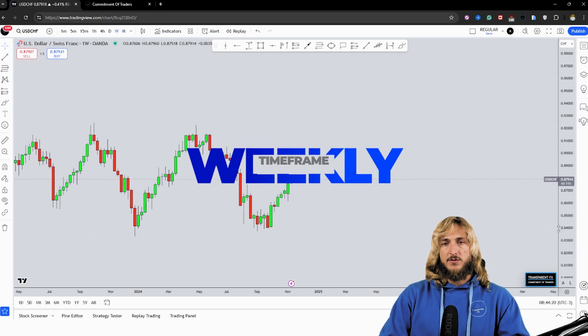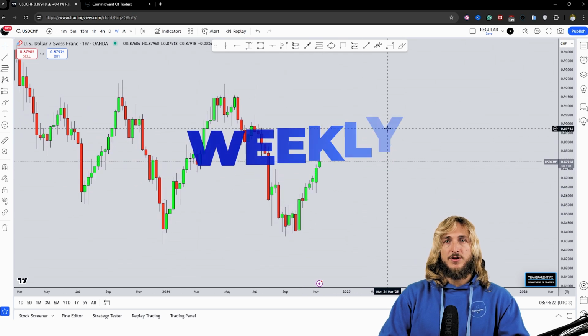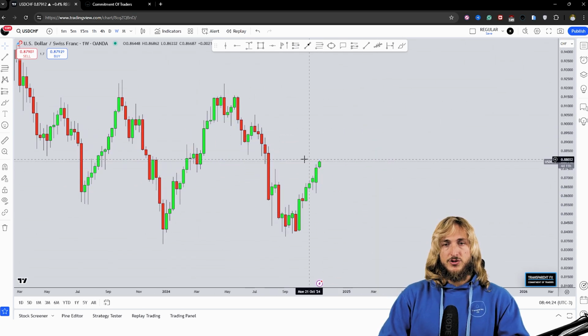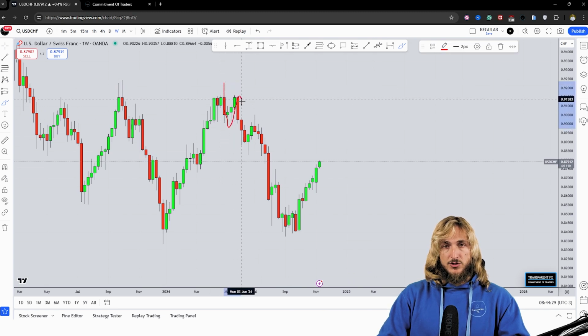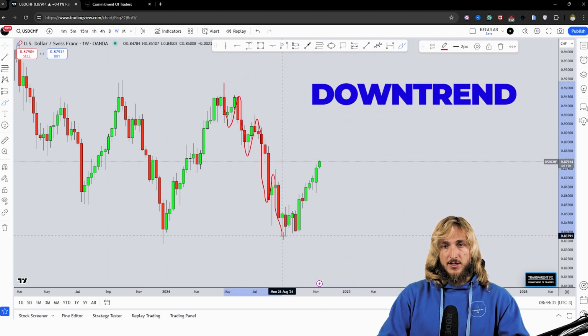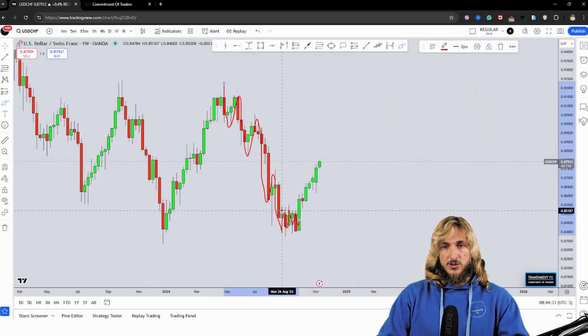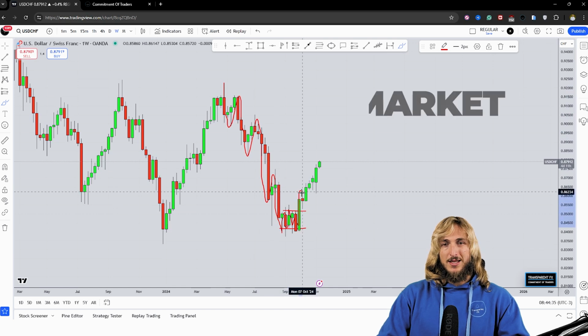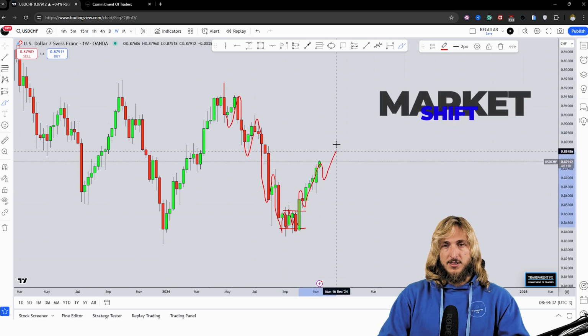Dropping down on the weekly time frame, what we can see is that we just had a perfect shift from a weekly bearish trend to now a weekly bullish trend. In fact, we were having the creation of lower lows and lower highs. Then the market entered inside of this horizontal accumulation phase. Then we had the shift to creating higher highs and higher lows.